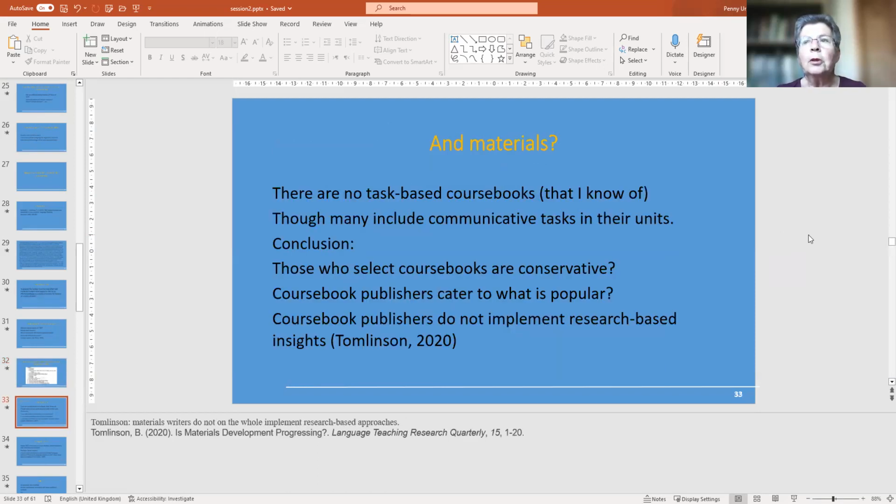Another issue which needs to be raised with relation to TBLT is materials.